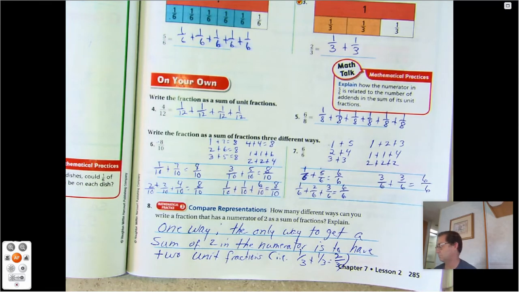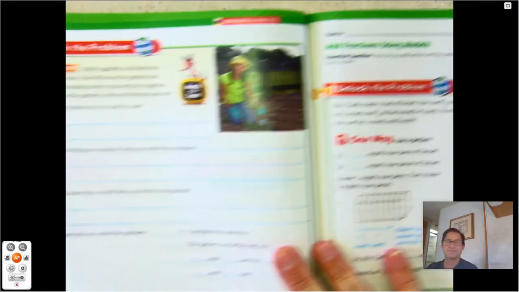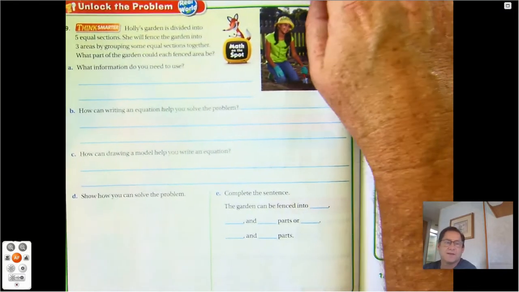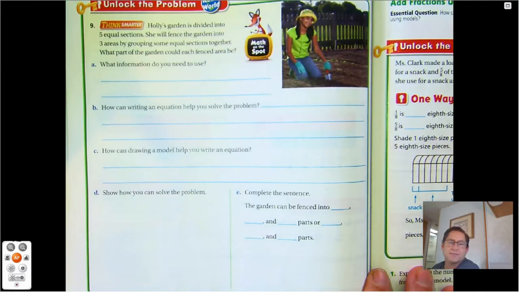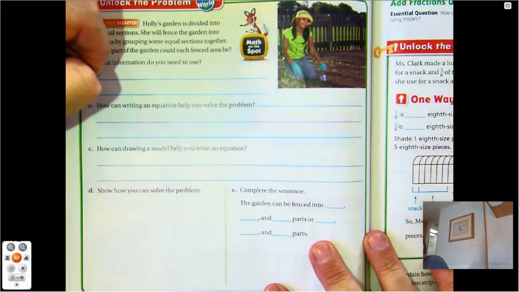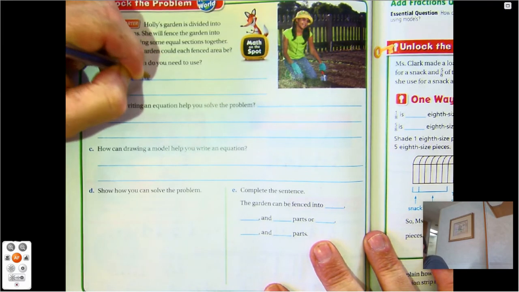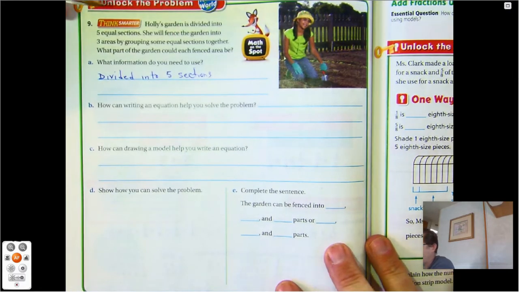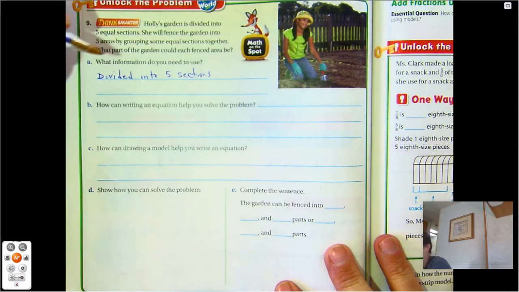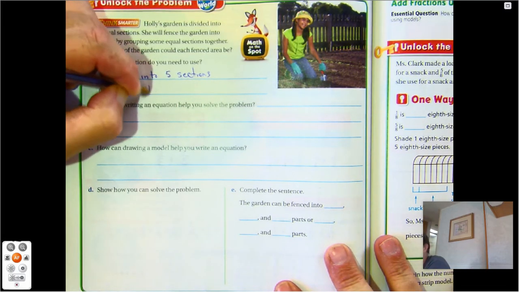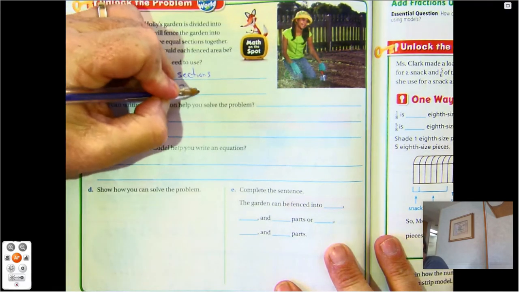Okay, page 286. Number 9, Holly's garden is divided into 5 equal sections. She will fence the garden into three areas by grouping some equal sections together. What part of the garden could each fenced area be? What information do I need? Well, divide it into five sections. What else do I need? She'll fence the garden into three areas. We'll break it into three areas by grouping the sections.